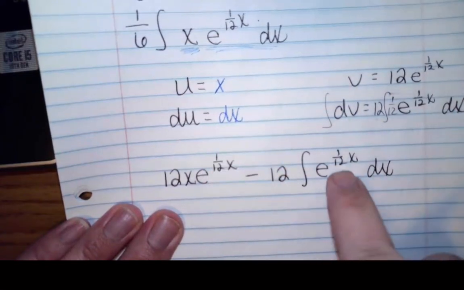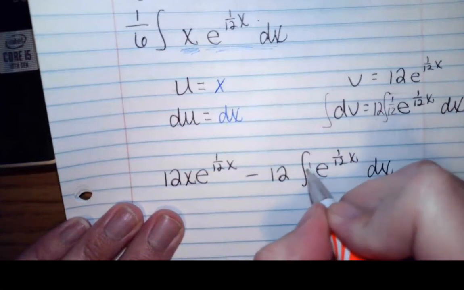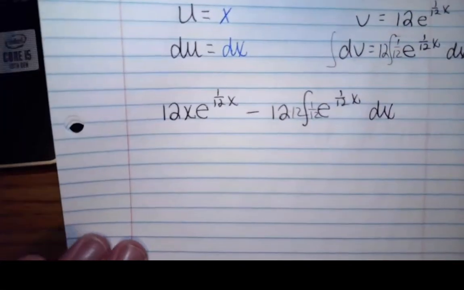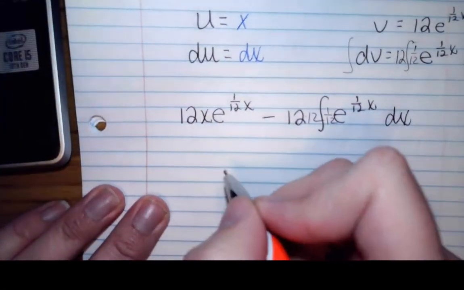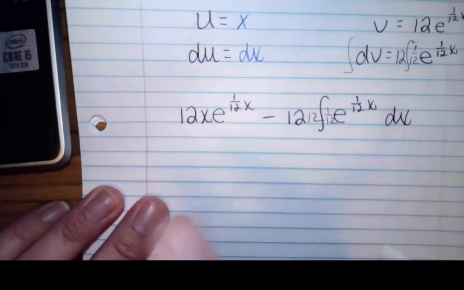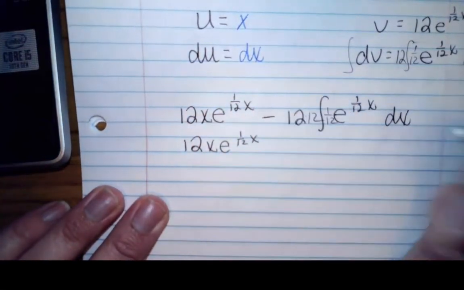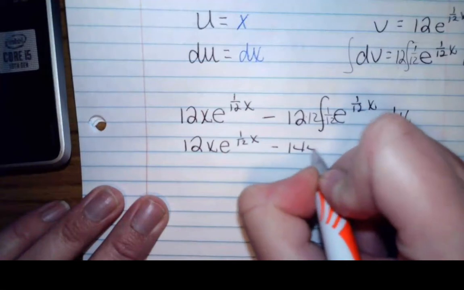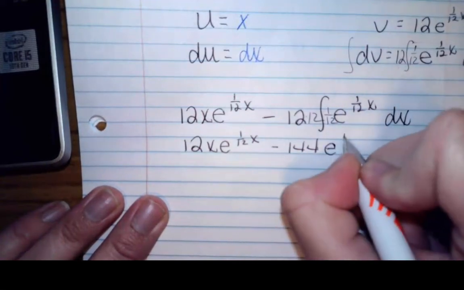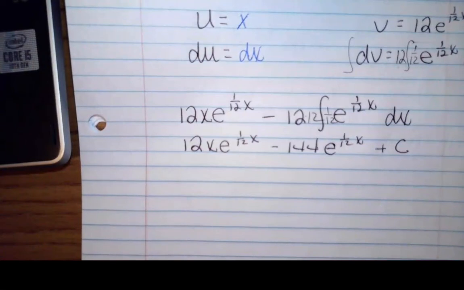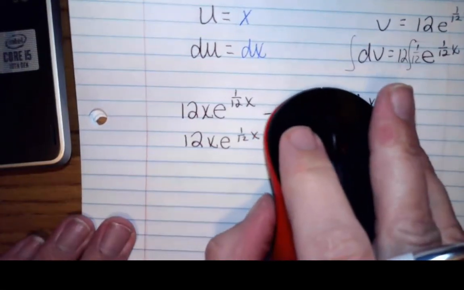So now, can I integrate this? Well, I need a 1/12 again. So there's my 1/12, multiply by 12 again. Okay, so what do I have at this point? I end up with, I'm just going to recopy this one. So 12x e to the 1/12 x minus 144 e to the 1/12 x plus c. Okay? So let's see how we're doing. All right, I'm going to pause for a second.